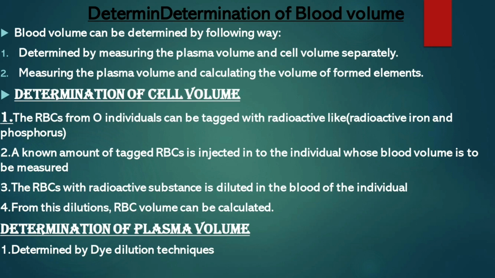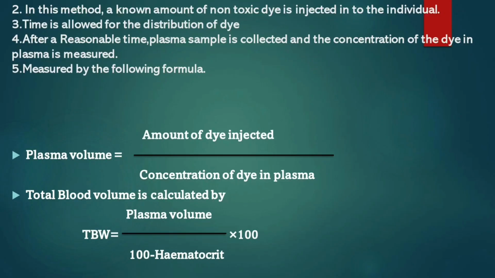Determination of plasma volume. 1. Determined by dye dilution technique. 2. In this method, a known amount of non-toxic dye is injected into the individual. 3. Time is allowed for the distribution of the dye. 4. After a reasonable time, a plasma sample is collected and the concentration of the dye in plasma is measured. 5. Measured by the following formula: plasma volume equals amount of dye injected divided by concentration of dye in plasma. Total blood volume is calculated by TBV equals plasma volume divided by 100 minus hematocrit, multiplied by 100.